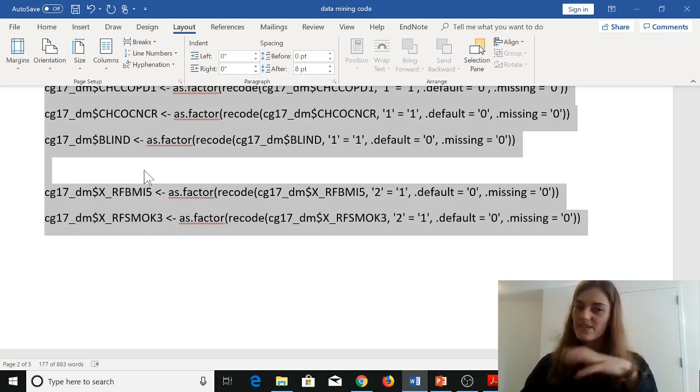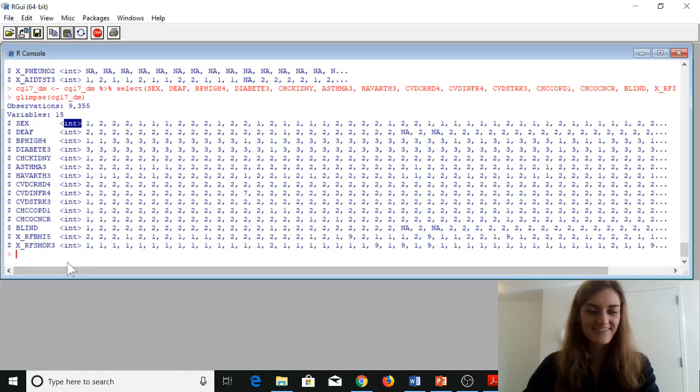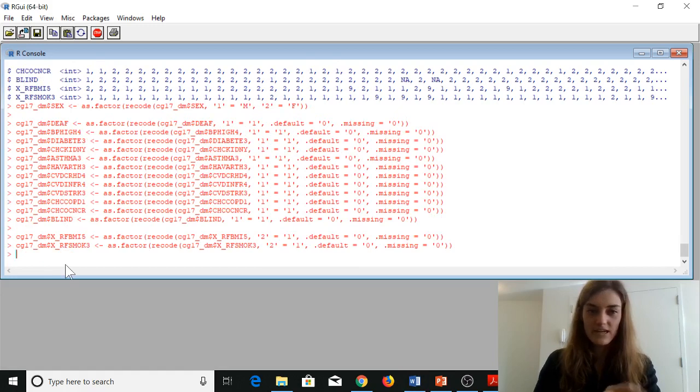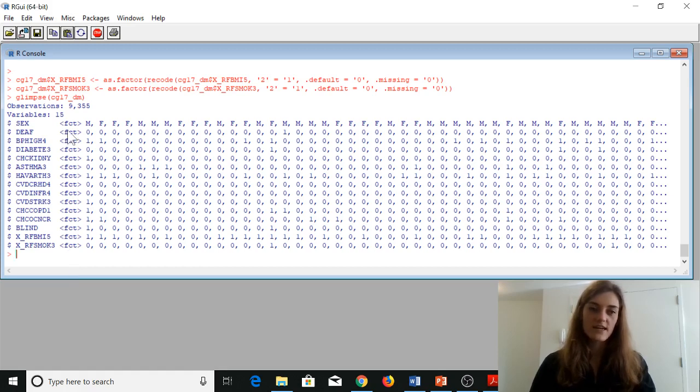All right? So this is our code for cleaning our data. Let's just run it. Looks like it all worked. Let's glimpse our data file again, CG17_DM. And now everything is set as a factor. Sex is M and F for male and female. And the other health variables have zeros and ones for whether they do or don't have that health condition. All right, so our data file is cleaned.